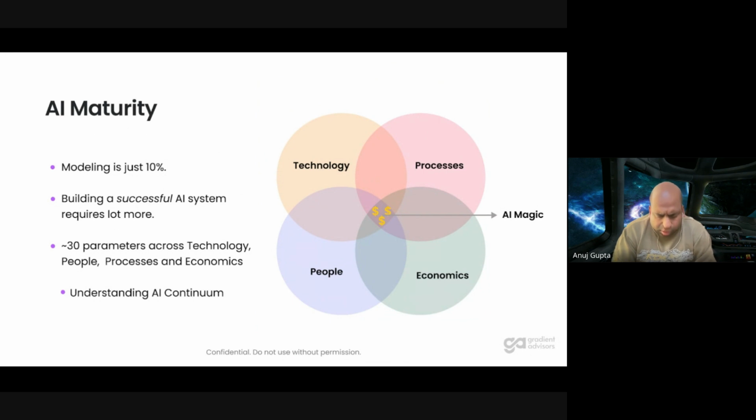In my humble experience, the answer to the question lies at the intersection of four fundamental pillars: technology, processes, people, and economics. One needs to get all these four right, and at the intersection of the four unfolds what is known as AI magic. AI maturity is about understanding these four pillars. AI maturity is about understanding that modeling is often just 10% of the game. Building a successful AI system requires a lot more. There are almost 30 parameters across technology, people, processes, and economics. Today we are going to look at one of them, which is the AI continuum.